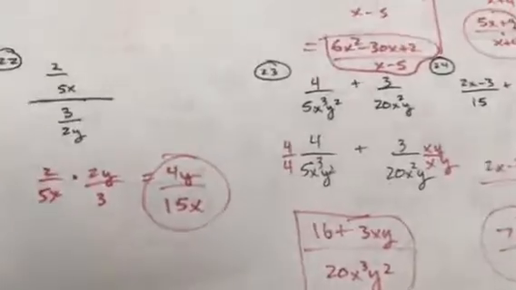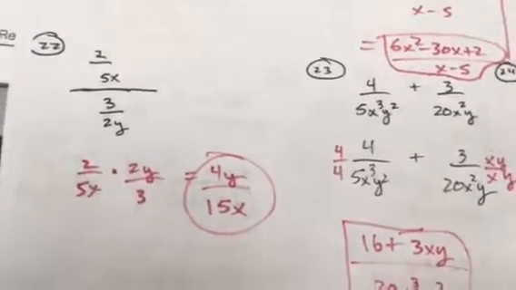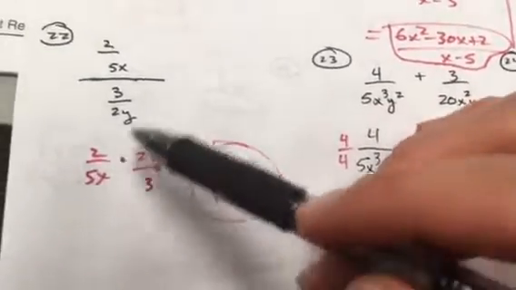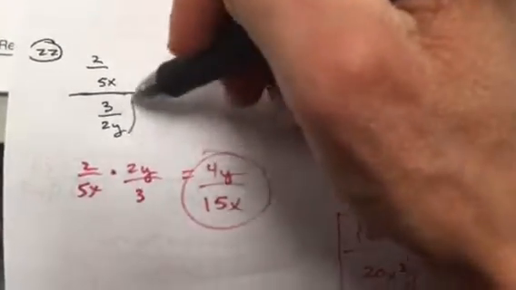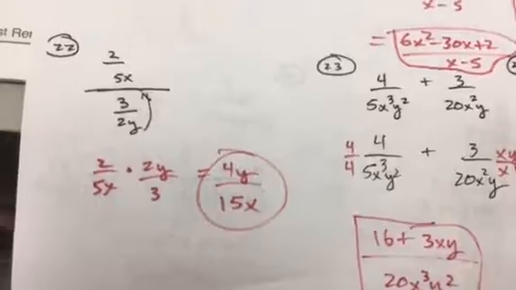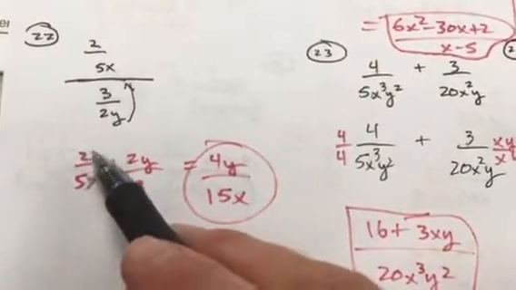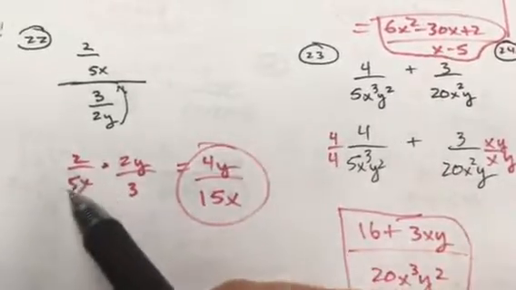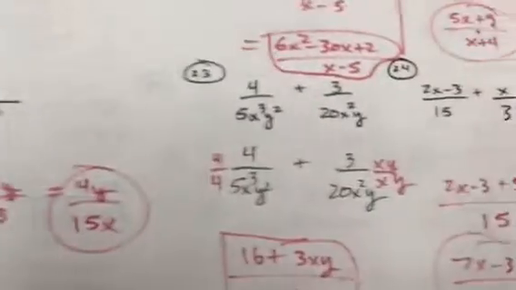Guys, when you have division with fractions, you're going to multiply by the reciprocal of what you're dividing by. So it's going to be 2 over 5x times, right down here, guys, you need to flip it. So 2y over 3. Just multiply straight across. There's no equal sign in between. 2 times 2y is 4y. 5x times 3 is 15x.